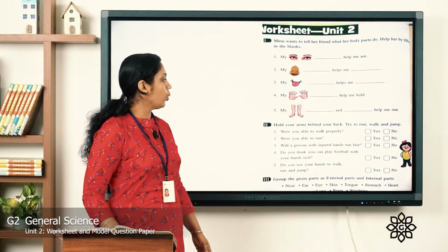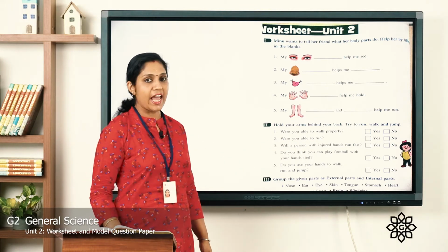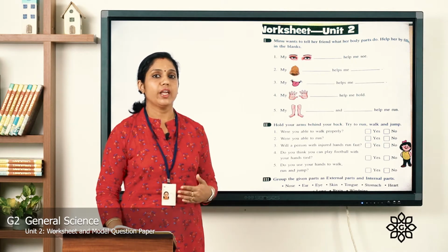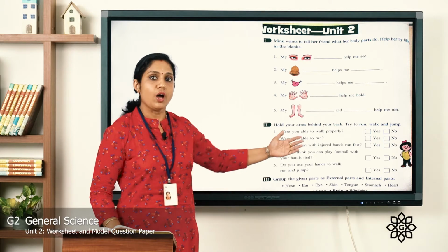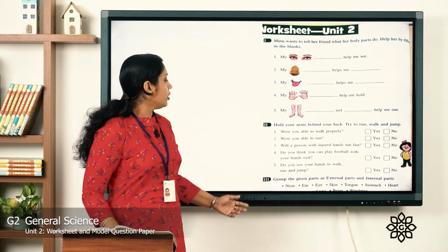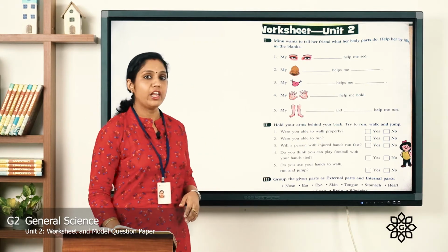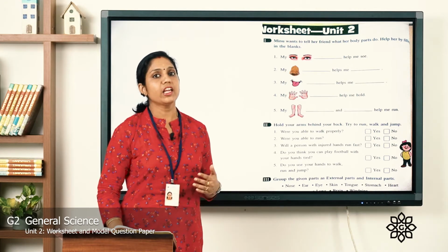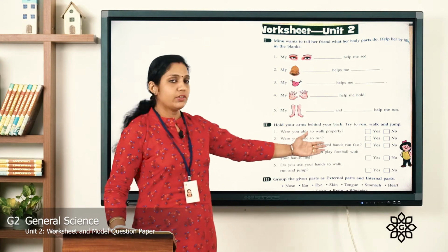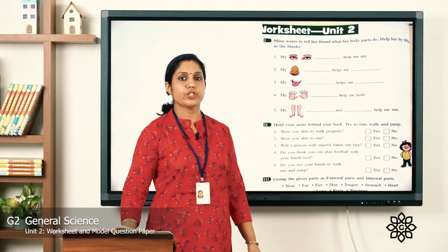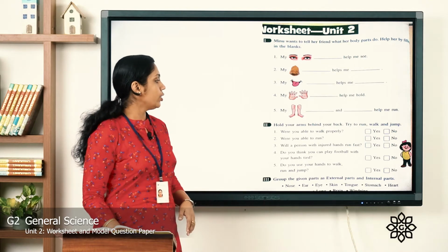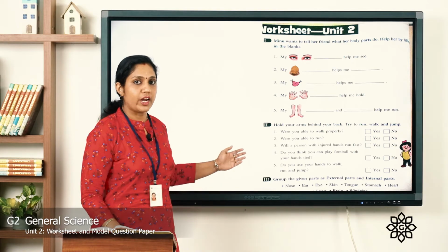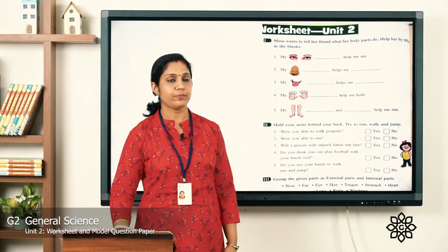The third question, will a person with injured hands run fast? So if a person has injured hands, will they be able to run fast? Yes or no? You can tick the correct option. The fourth one, do you think you can play football with your hands tied? So do this, tie your hands back and try playing football. And if you can, tick yes or no, tick the option no. The fifth one, do you use your hands to walk, run and jump? So you try this and you can tick the options there.